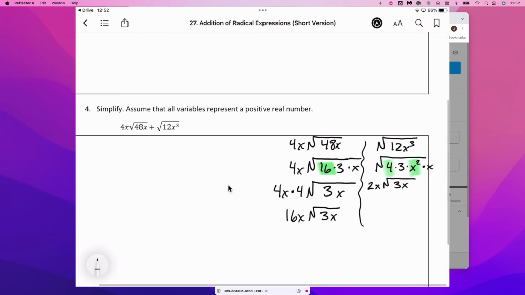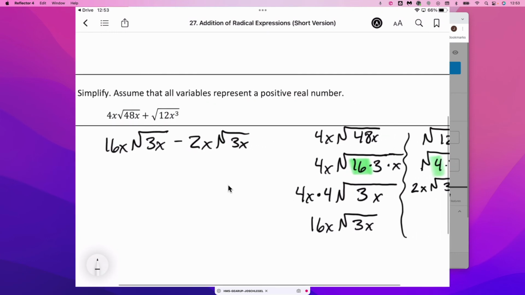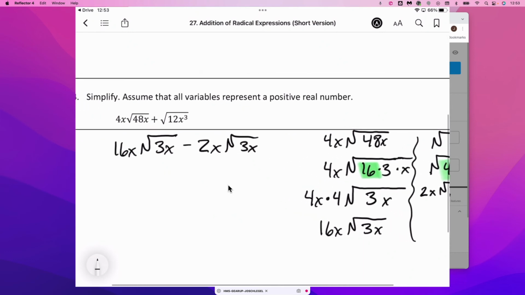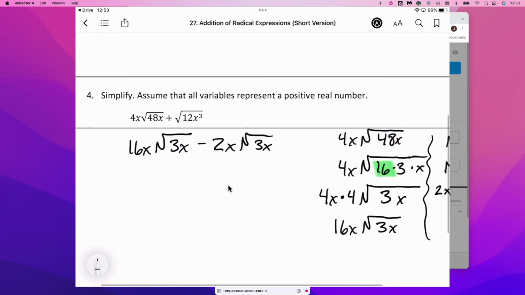Now for both of those, we have the same thing inside the radical symbol. So we can replace what we started with. 16x square root of 3x minus 2x square root of 3x. So again, I'm just rewriting what we started with, simplifying the radical as far as I can. Magically, I end up with the same stuff inside the radical symbol. And so 16x minus 2x leaves 14x with the square root of 3x inside the radical symbol.